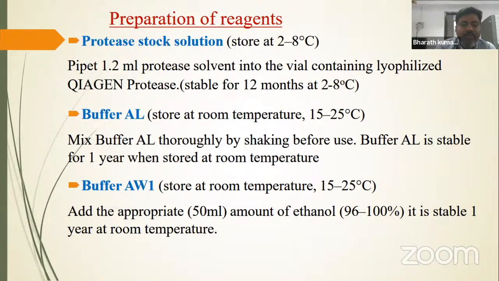And then we require buffer AL. Buffer AL means it's a lysing buffer. Mix buffer AL thoroughly by shaking before use. So it is ready to use. And then this lysing buffer is stored at 15 to 25 degrees centigrade. And then buffer AW1. Buffer AW1 means it's a washing buffer. So we have to wash away the unwanted substances. For that, we require washing buffer. Add 50 ml of 96 to 100% ethanol in that bottle. So the AW1 buffer is ready. And all these are stored at room temperature.